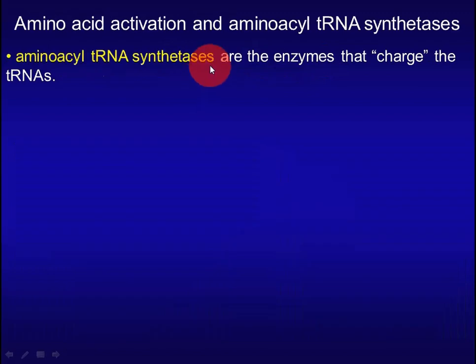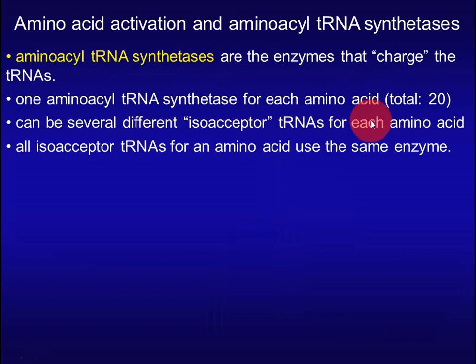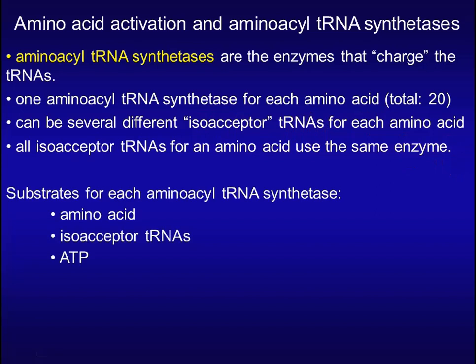Aminoacyl tRNA synthetases are the enzymes that charge the tRNA. One aminoacyl tRNA synthetase for each amino acid, with a total of 20 such enzymes. Some amino acids have several codons. As a result, these amino acids have several different isoacceptor tRNAs. Since there is only one aminoacyl tRNA synthetase for each amino acid, all isoacceptor tRNAs for a particular amino acid use the same enzyme. Substrates for aminoacyl tRNA synthetase are amino acid, isoacceptor tRNA, and ATP.